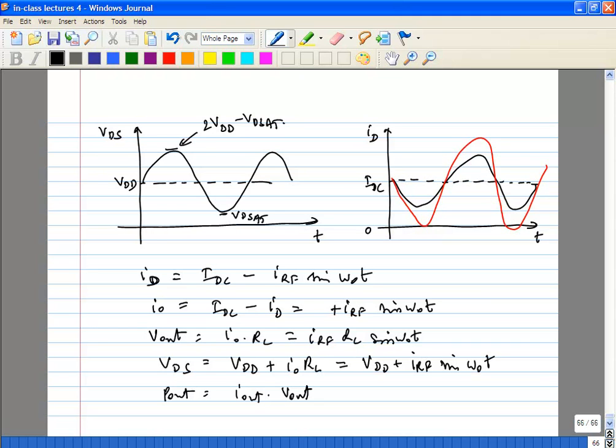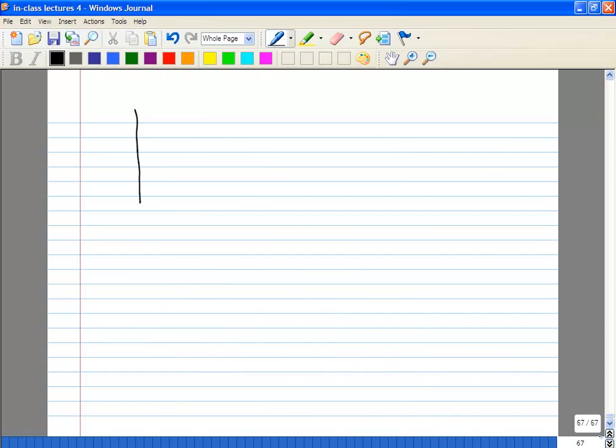You can do either I out times V out, or V out squared over 2 RL, or V out squared over RL, whatever you want, where they're all RMS quantities. Of course, the power is going to have a second harmonic component and a DC component. So you can plot your power. It's going to have a sine square kind of behavior.